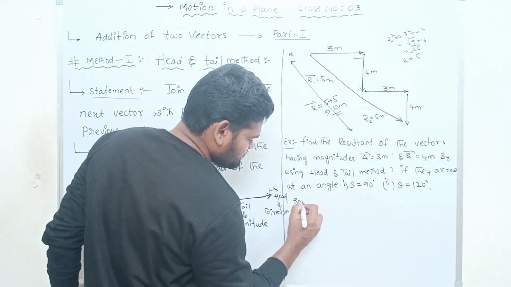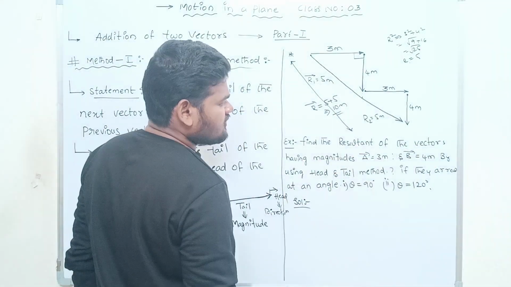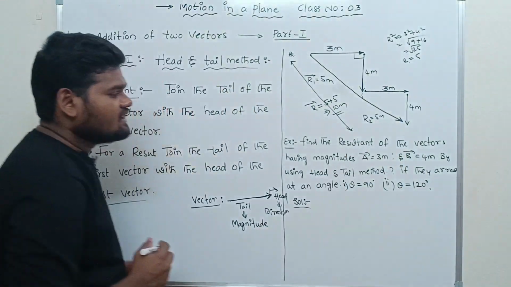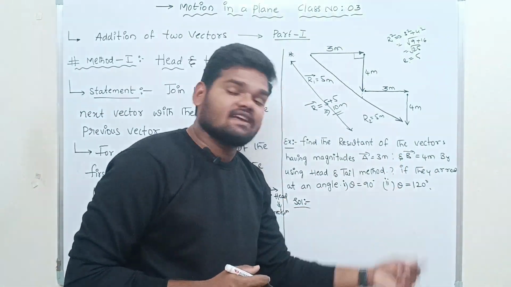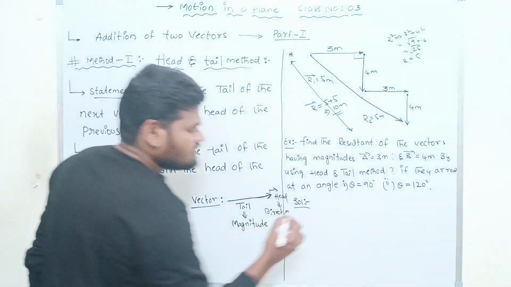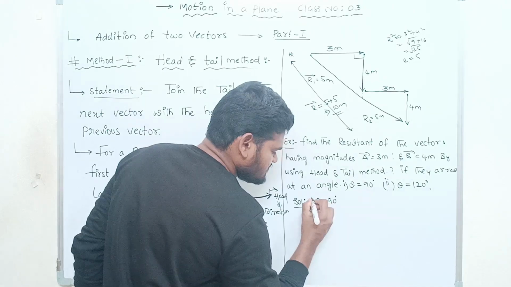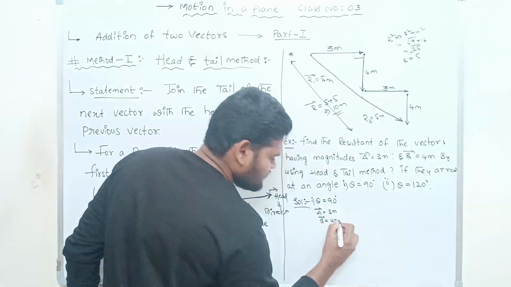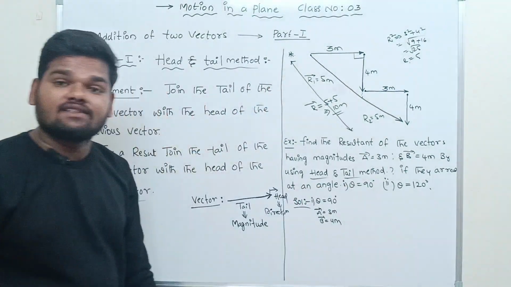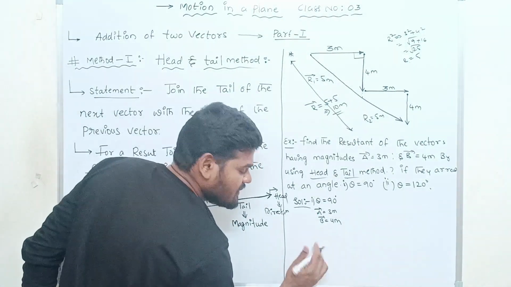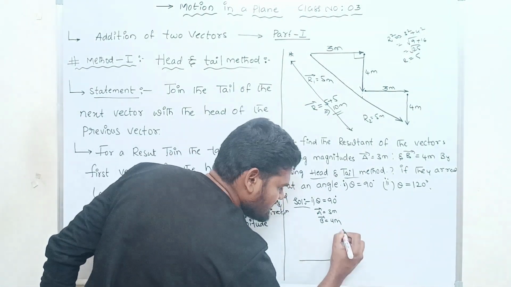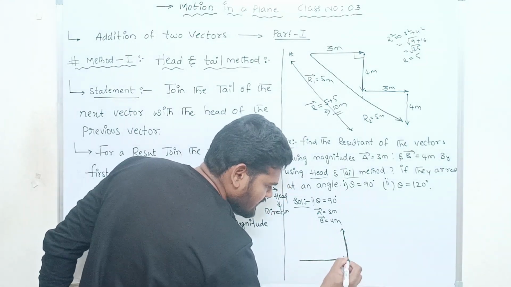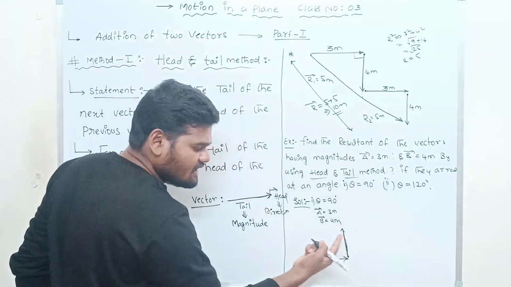I'm going to do the solution. In the question, what are they asking? Find the resultant of the vectors having magnitudes 3 meters and 4 meters by using the head tail method, if they are arranged at an angle theta equal to 90 degrees and theta equal to 120 degrees. First I'm going to find the resultant at theta equal to 90 degrees. They are given a bar equal to 3 meters and b bar equal to 4 meters. According to the head tail method, what do we have to do? Join the tail of the next vector with the head of the previous vector.